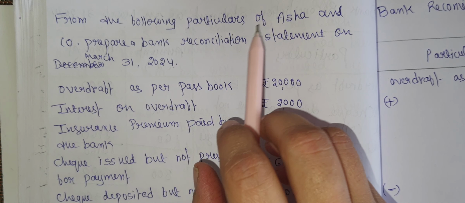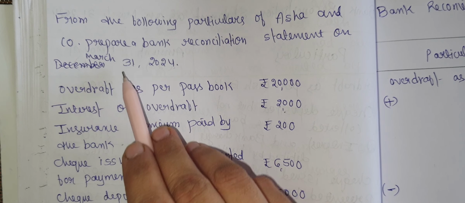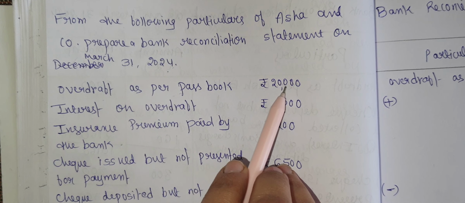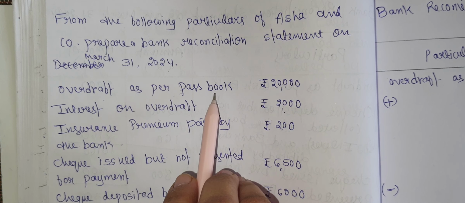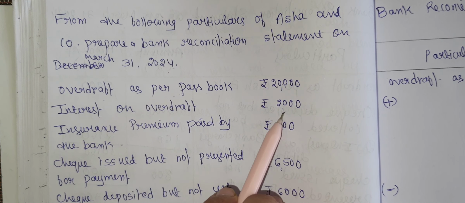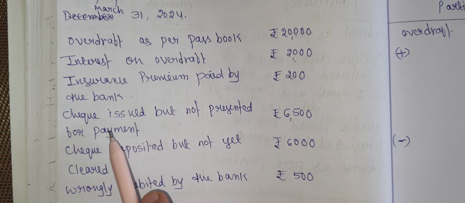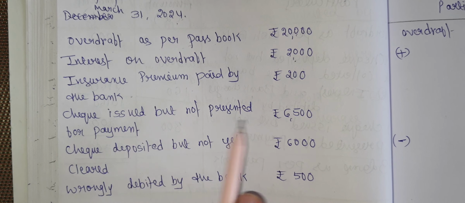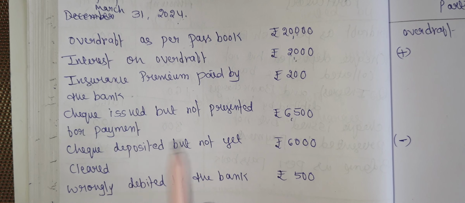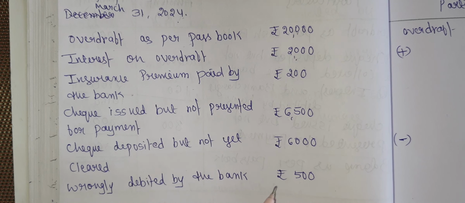From the following particulars of Asha and Company, prepare a bank reconciliation statement on March 31st, 2024. Overdraft as per passbook rupees 20,000, means it is an unfavorable balance, and interest on overdraft rupees 2,000, insurance premium paid by the bank rupees 200, check issued but not presented for payment rupees 6,500, check deposited but not yet cleared rupees 6,000, wrongly debited by the bank, that is rupees 500.